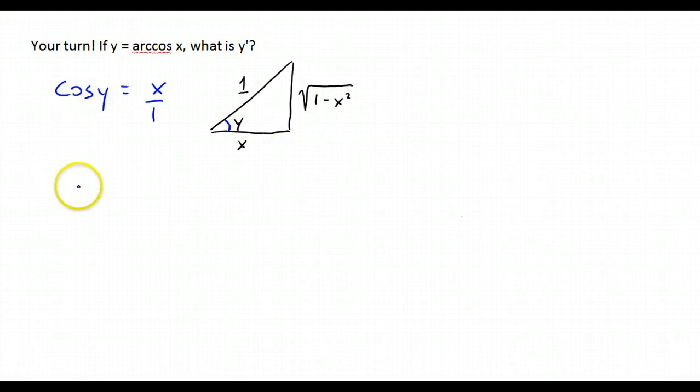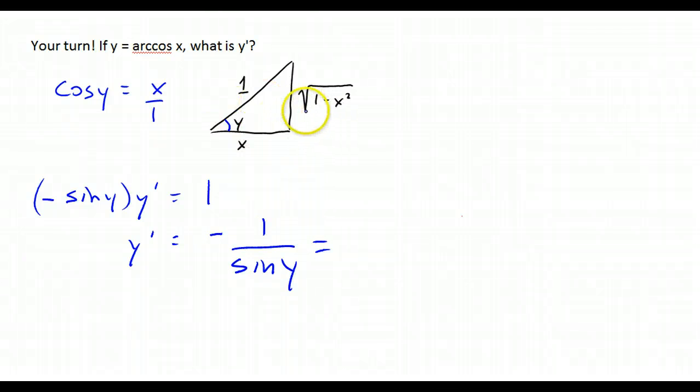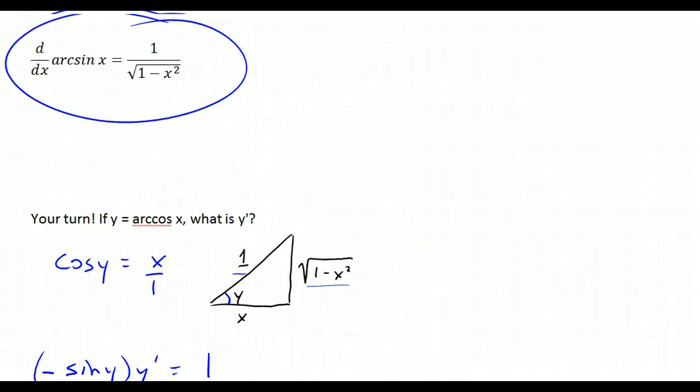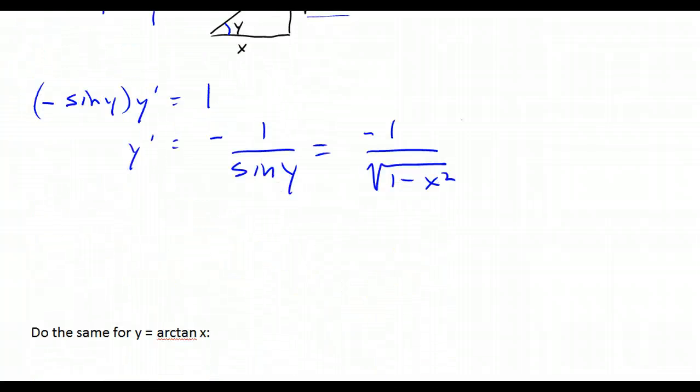So we're going to take the derivative of both sides using implicit differentiation, and I'm going to have negative sine y times y prime equals 1. So y prime is negative 1 over sine y. And going back to our triangle, sine is opposite over hypotenuse. So it's negative 1 over the square root of 1 minus x squared. So it's the same as arcsine of x, except it's negative. That's easy to remember, isn't it?